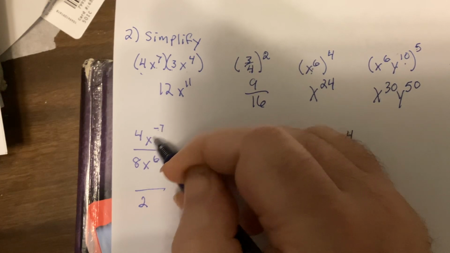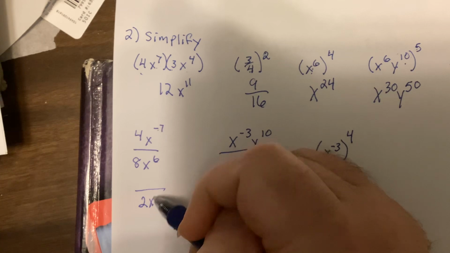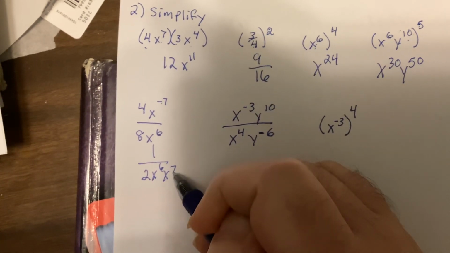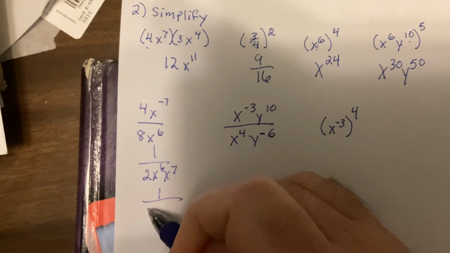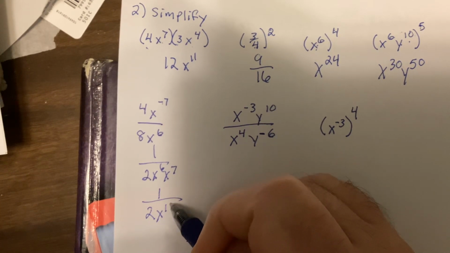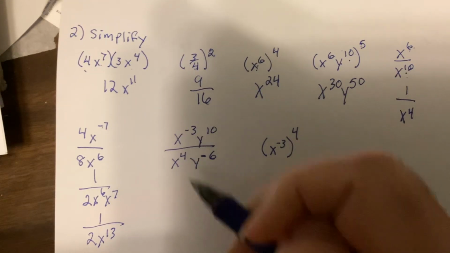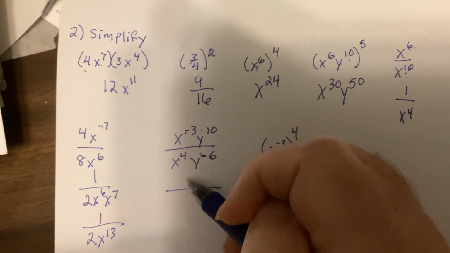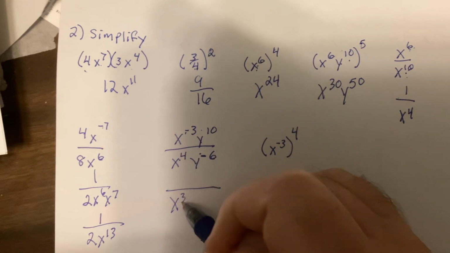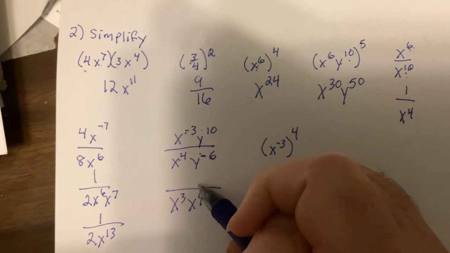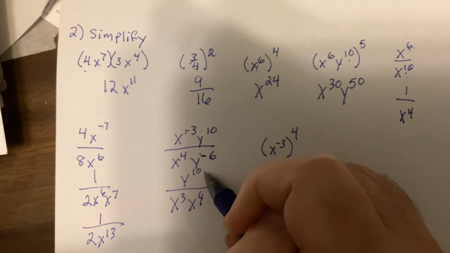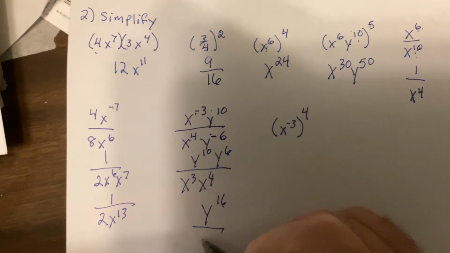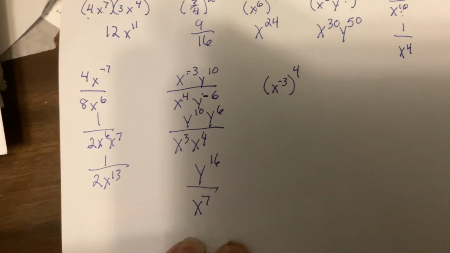Negative power means move it, so I'd have x to the 6th, x to the 7th in the bottom. When you multiply two things with the same base, you add. So it'd be 2x to the 13th in the denominator. So bring this one down, bring this one up. So it'd be x cubed, x to the 4th, and the top, y to the 10th, y to the 6th. So it'd be y to the 16th over x to the 7th.